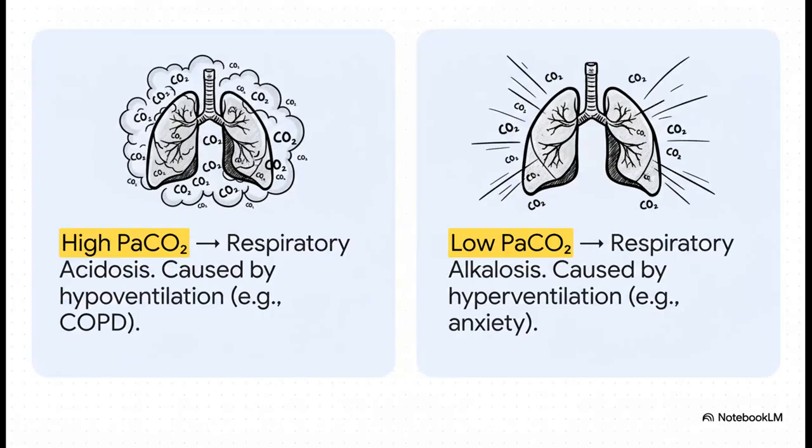So, here's the key concept. In the blood, CO2 acts like an acid. So if a patient isn't breathing enough, maybe they're having a COPD flare-up, CO2 builds up and boom, respiratory acidosis. On the flip side, if they're breathing way too fast, like in a panic attack, they wash out too much CO2, leading to a respiratory alkalosis.